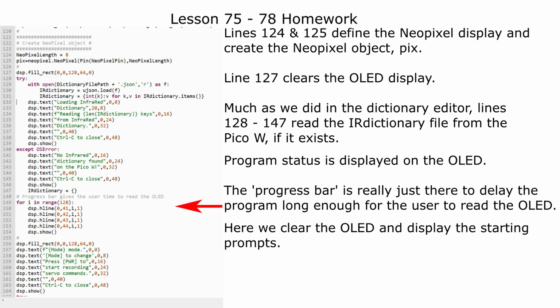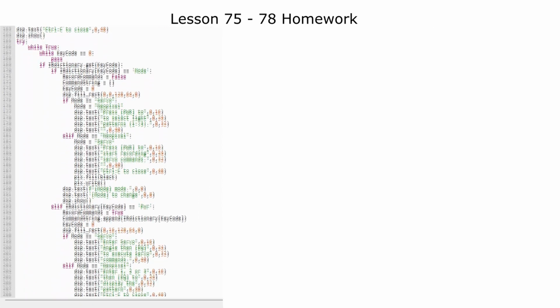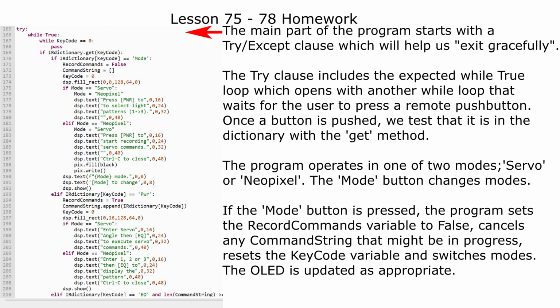The progress bar is really just there to delay the program long enough for the user to read the OLED. Here we clear the OLED and display the starting prompts. The main part of the program starts with a try except clause, which will help us exit gracefully.